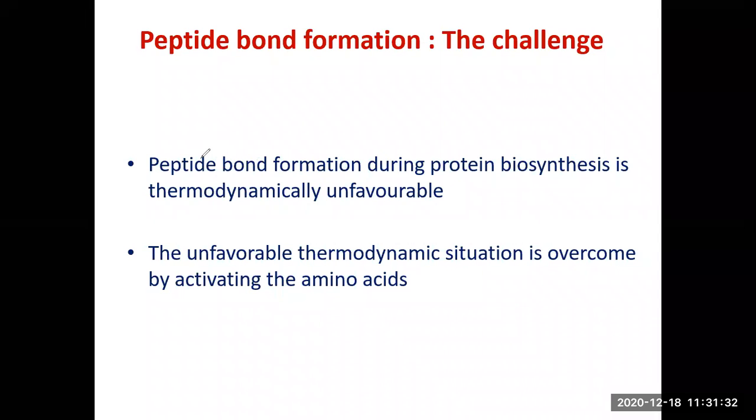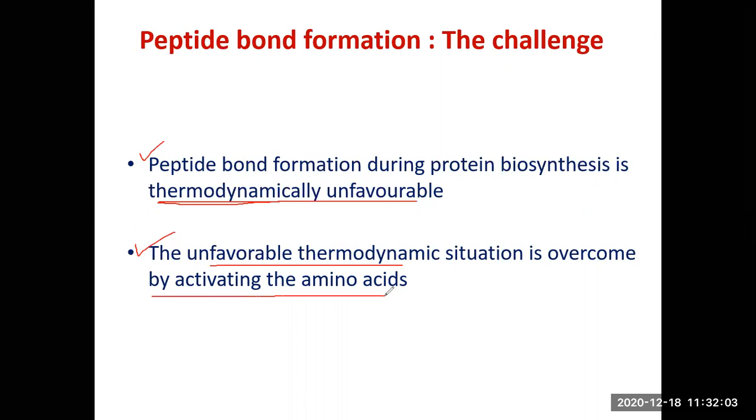Peptide bond formation during protein biosynthesis is thermodynamically unfavorable. So that bond formation cannot follow the laws of thermodynamics during translation, and as a result, this becomes a bottleneck. This unfavorable thermodynamic situation is overcome by pre-activating the amino acids. The building blocks are pre-activated so that the reaction becomes thermodynamically favorable.